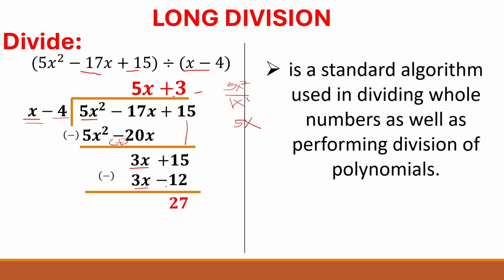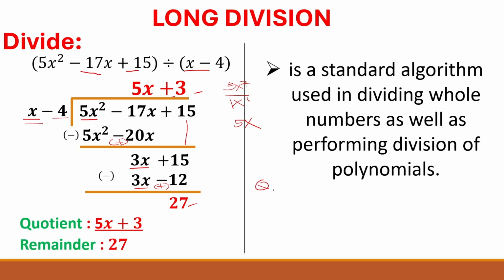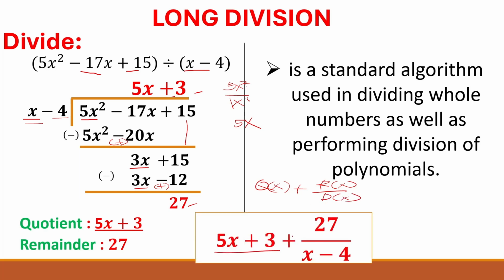15 minus negative 12, so that is positive 27. Why? Because the sign of the subtrahend will change. So 15 plus 12 is 27. So our quotient now is 5x plus 3, and the remainder is 27. So we are going to write the final answer in this form, q of x, the quotient plus the remainder over the divisor. So our quotient is 5x plus 3, and our remainder is 27. So this is now the final answer. Our divisor is x minus 4.